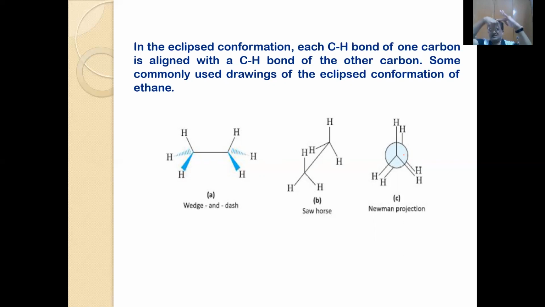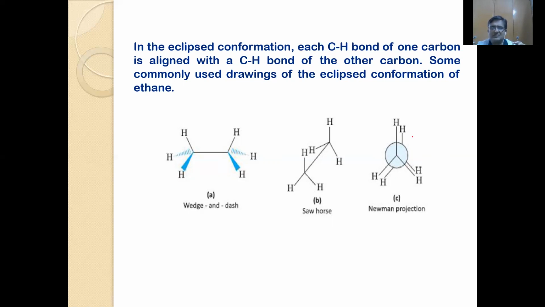Suppose it is in this direction, and this was above, then it would be the staggered conformation, with all groups being in opposite directions or far away from each other. So this is a Newman projection where all hydrogen atoms are very close together, and the viewer can observe the front carbon atom of this one.